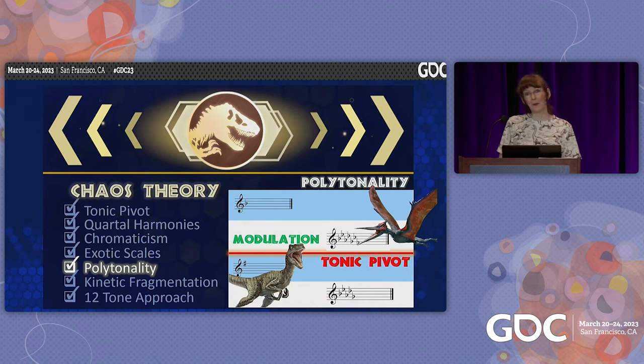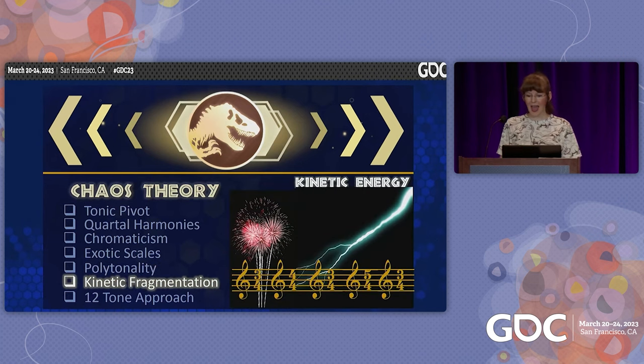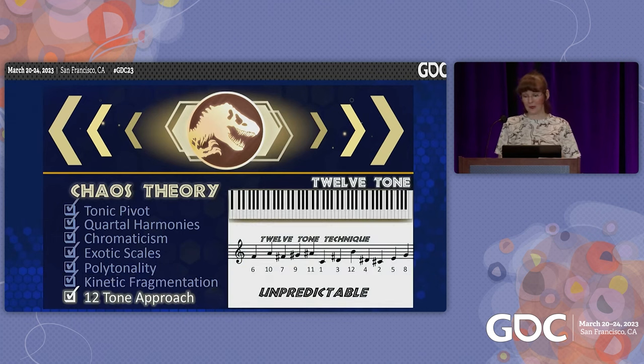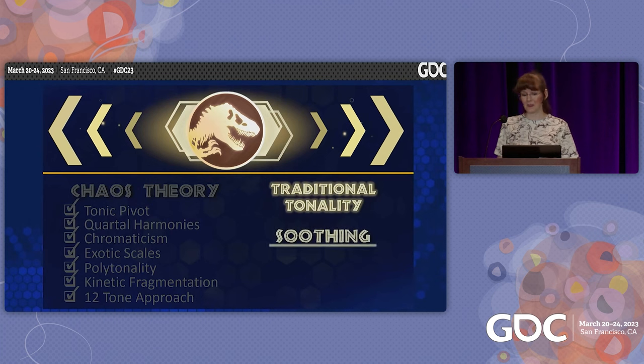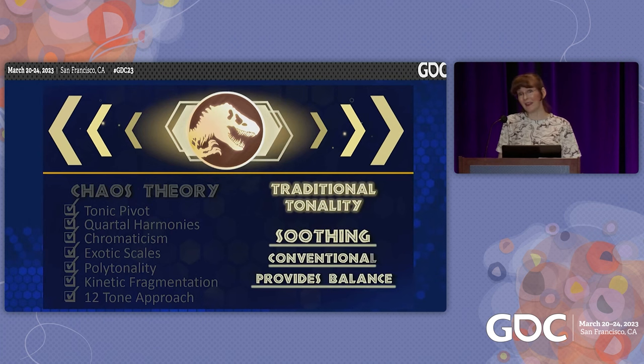We've explored the importance of kinetic energy in our music and how meter changes and chaotic ornamentation can make music feel more exciting. We've learned about the weird atonality of the 12-tone inspired approach. And finally, we've considered the importance of contrast and why traditional tonality can be important, even in a chaotic musical score.